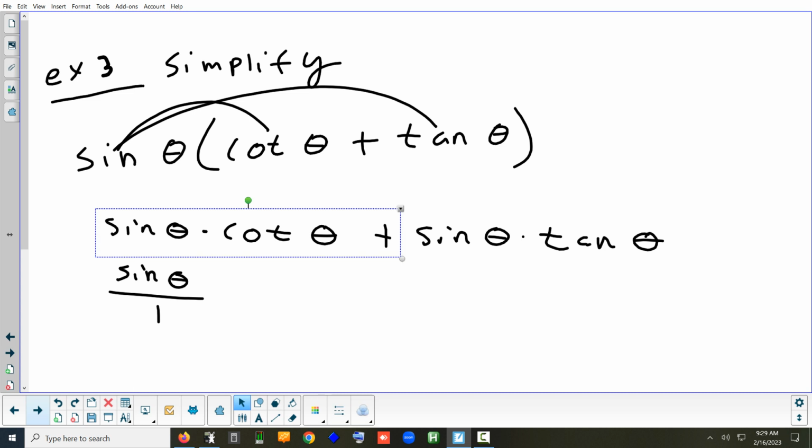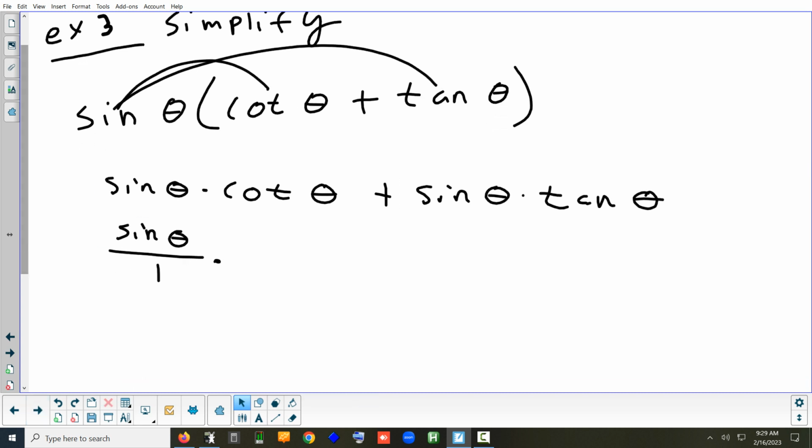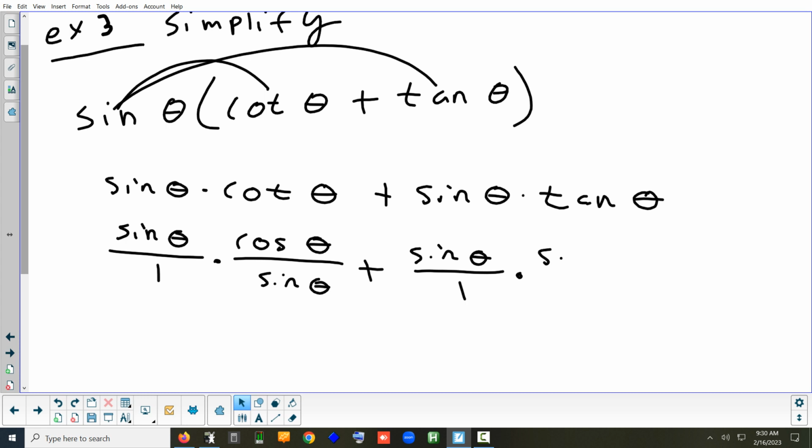So now, what is cotangent? Cotangent is cosine over sine. Sine, I'm just going to leave that. And what about tangent? Sine over cosine. Now, before we start multiplying things out, I always look for things that are going to cancel first.